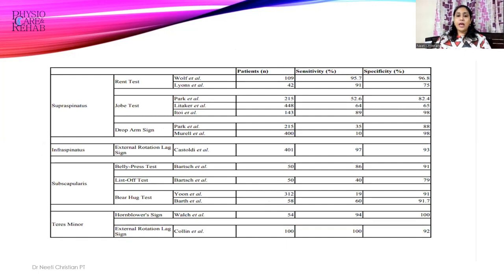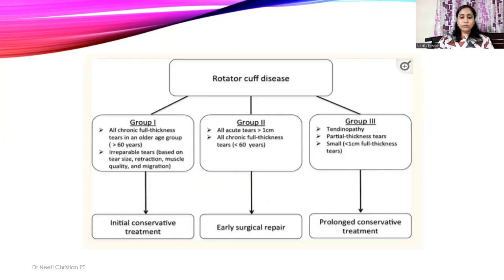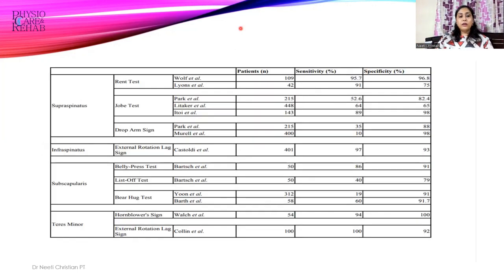So here I have made one slide of possible special tests for each and every muscle to isolate the injury and isolate the tear. For supraspinatus, we have the empty can test, Jobe test, drop arm sign. For infraspinatus, we have the external rotation lag sign. For subscapularis, we have the belly press test, lift-off test, bear hug test. For teres minor, the Hornblower's sign and external rotation lag sign. So these tests are very important.